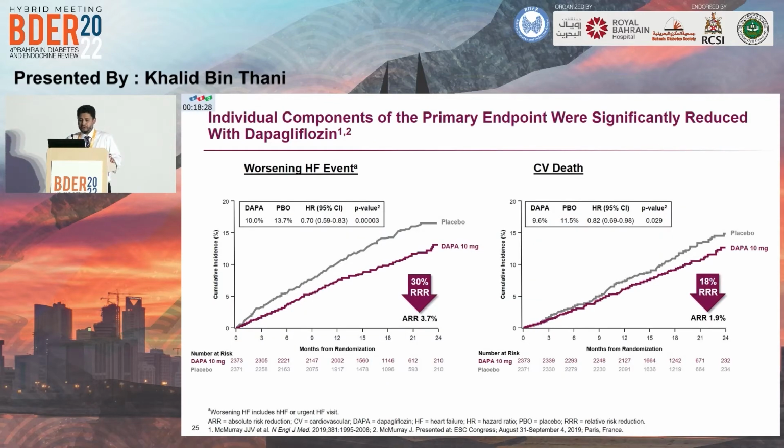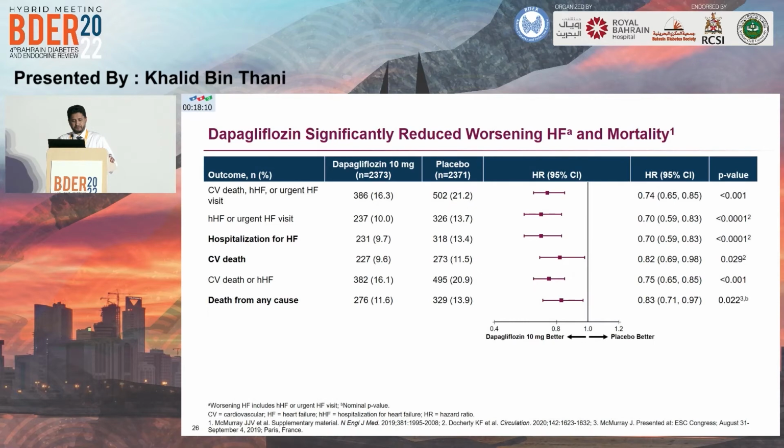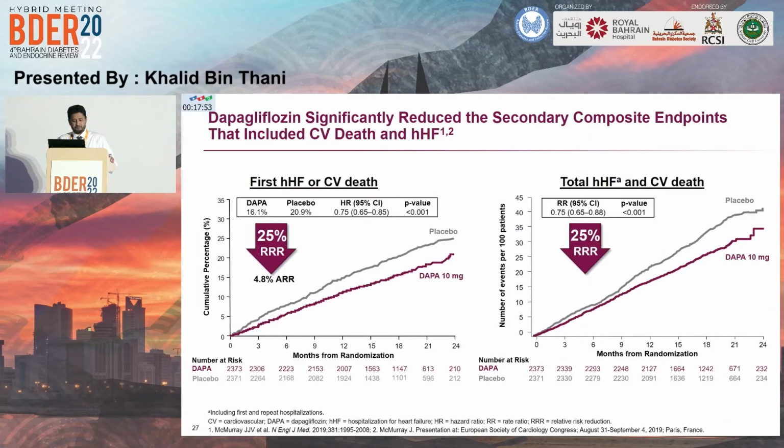For the individual components of the primary endpoint, worsening heart failure and cardiovascular death, for worsening heart failure it was a relative risk reduction of 30%, and for cardiovascular death it was an 18% reduction. So clearly it was evident that the molecule has a role in the treatment of heart failure patients, and the patients were doing better in regard to hospitalization, cardiovascular death and all-cause mortality.